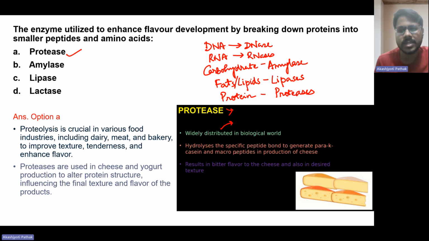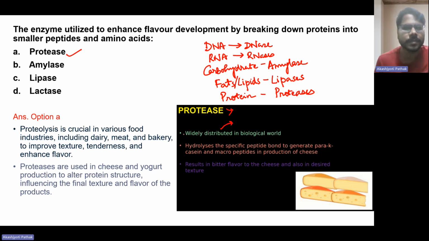It hydrolyzes the specific peptide bond to generate para-kappa casein and macropeptides in the production of cheese. Not only in the production of cheese, it is also used in the production of meat and in the production of different fruit juices.